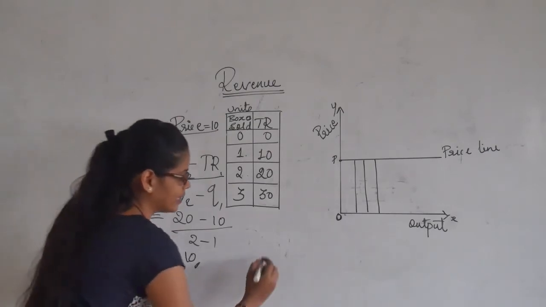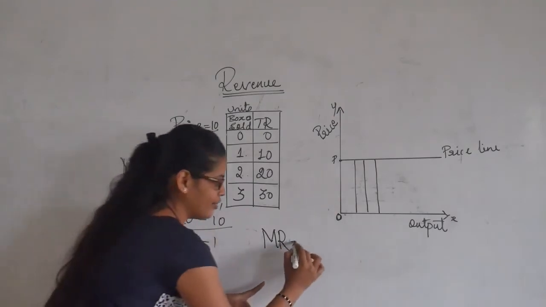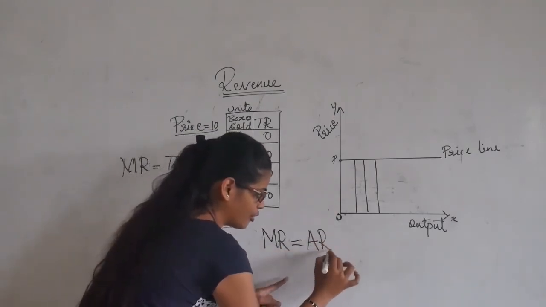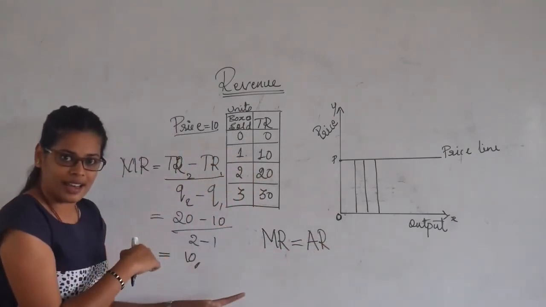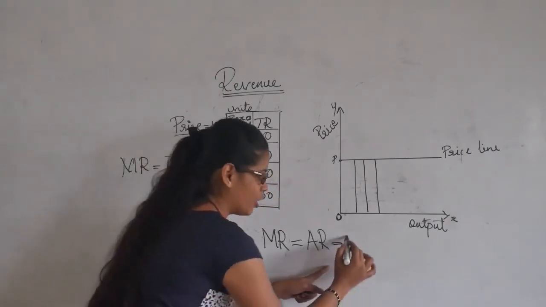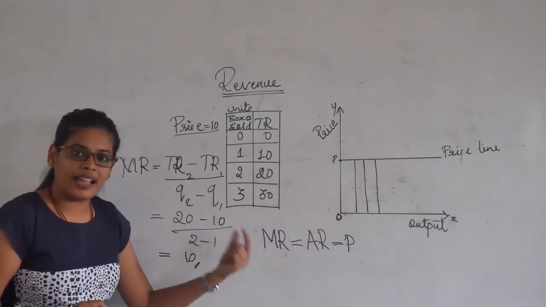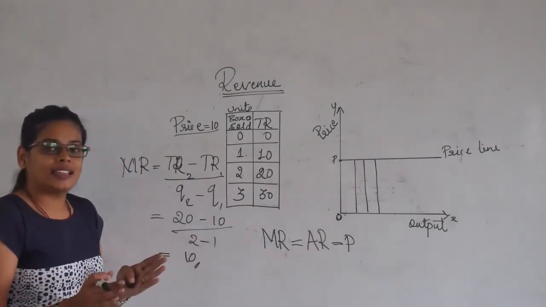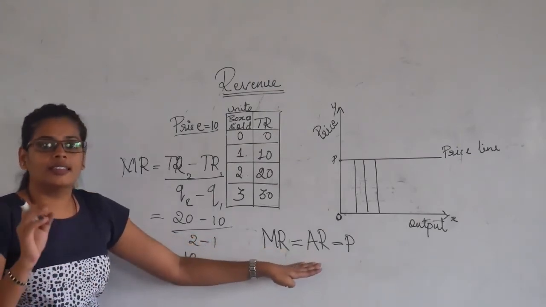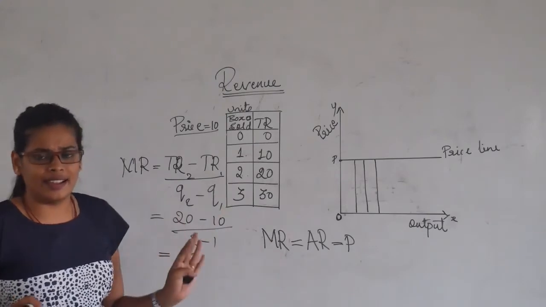So here in this case, what is marginal revenue? Even marginal revenue is also equal to AR, the average revenue which we have seen earlier, and which is ultimately equal to price. Why is the situation again the same? Because this is only for the perfect competitive market. So I hope this is clear, right?